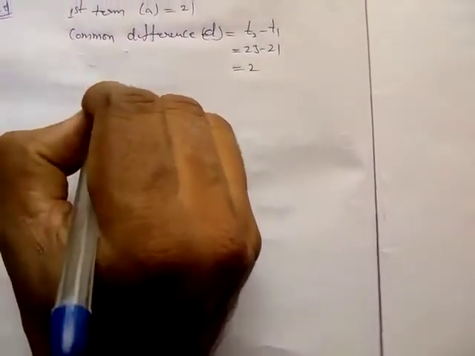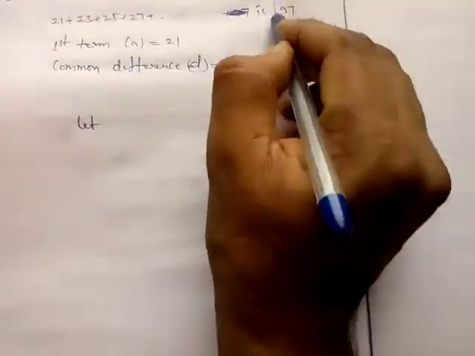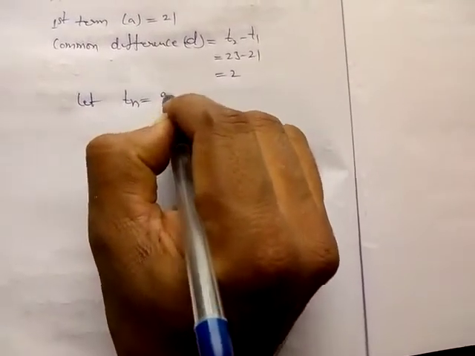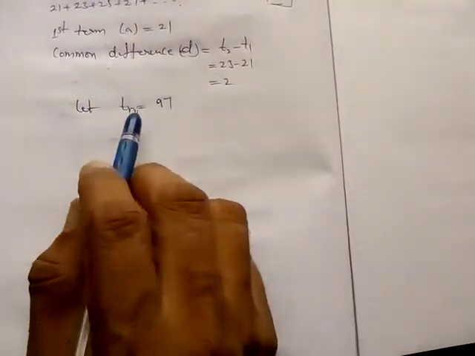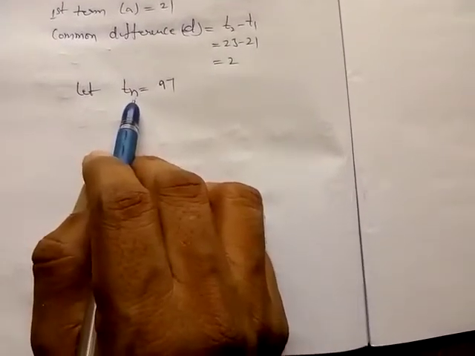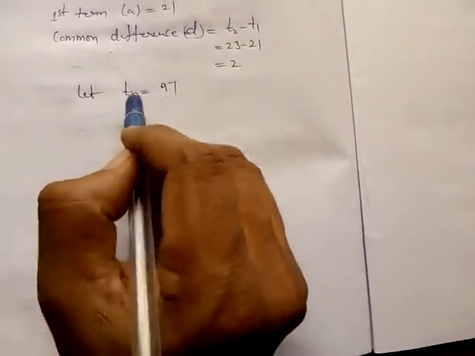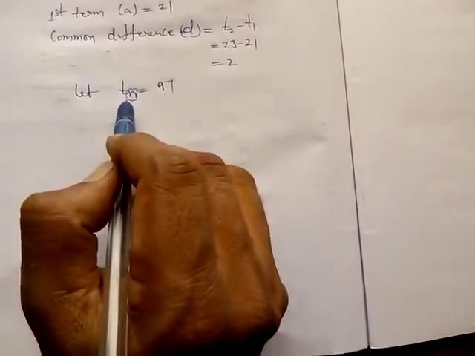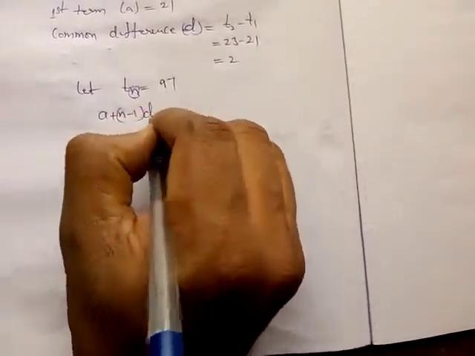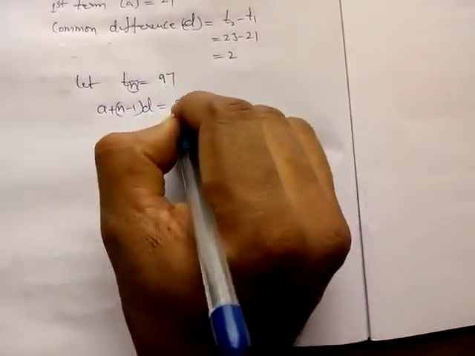Now let us assume that 97 is asking which term. Let us consider tn is equal to 97. That is the 5th term, 7th term, 15th term, 100th term, we don't know. So that's why we take tn is equal to 97. You have to find the n value. Okay, what is the formula for tn? A plus n minus 1 into d, the general term in AP, equals 97.